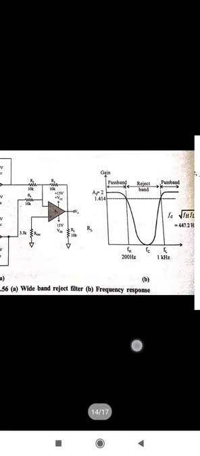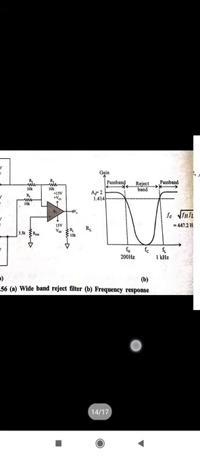And in the graph we showed that the lower and higher cutoff frequencies are 200 Hz and 1 kHz, and we calculate the center frequency from the formula fc equal to the square root of fh times fl, that is 447.2 Hz. In the middle, below fl and above fh, it shows the pass bands, and in between it rejects the band.